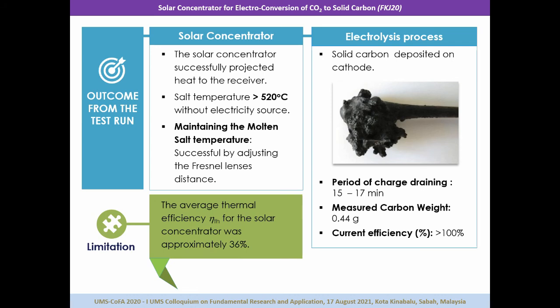As for the electrolysis process, solid carbon is deposited on the cathodes. Therefore, we say that the carbon dioxide is successfully converted into solid carbon. The period of charge draining is between 15 to 17 minutes, which is very fast. And with the charge of 6100 coulombs, a carbon weight of 0.44 grams can be obtained. The current efficiency is more than 100%, due to the catalytic effect.